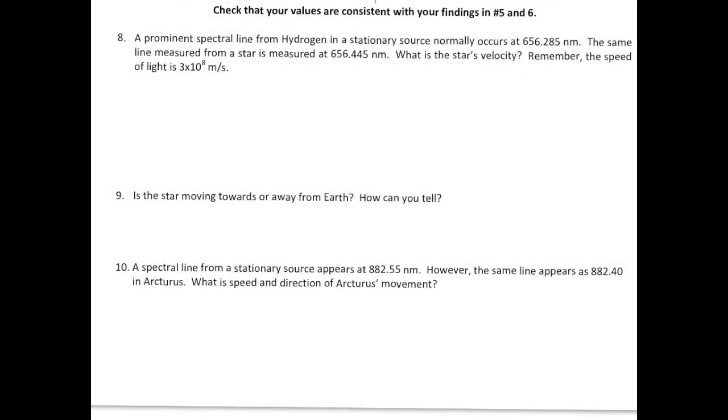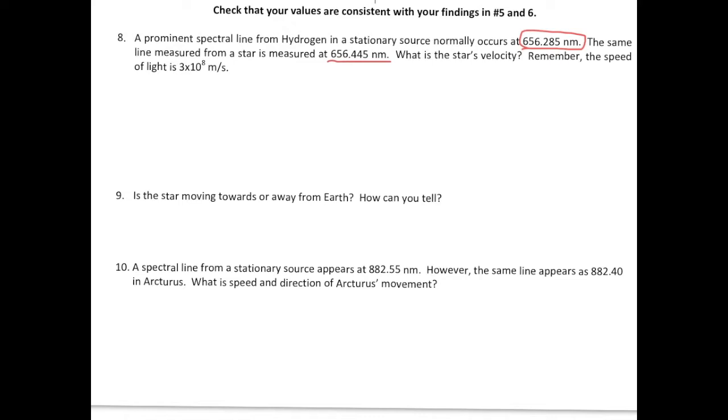For number 8, we're asked to calculate the velocity of a star given the wavelength measured from that star. So this is the wavelength from the star. However, we're also given the wavelength of a hydrogen spectral line that will occur in a laboratory. So what we're looking at is Doppler shift. What we would have measured in a stationary source in a laboratory is one number, and what we're observing from the star is a different number, which indicates that the star is moving, or that we're seeing a Doppler shift.